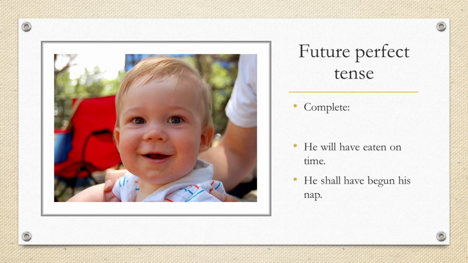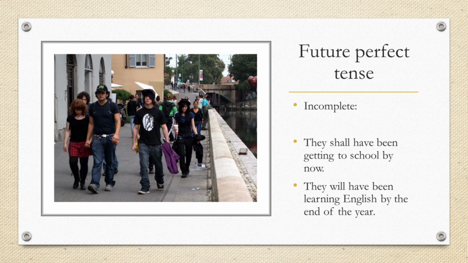Okay, let's see the last example using future perfect tense, and in this case we're going to use a progressive form, which means that the action is ongoing or incomplete. So in this case we say they shall have been getting to school by now. I'm not sure, but this is what should happen. It's the same as using should or could instead of will or shall, because in this case I'm not sure, but I can use shall or will if I use the future perfect tense.